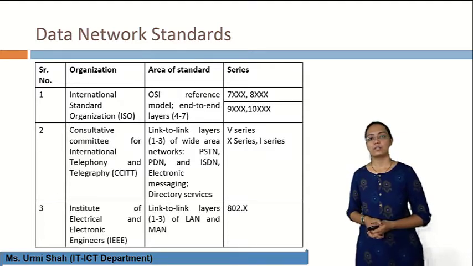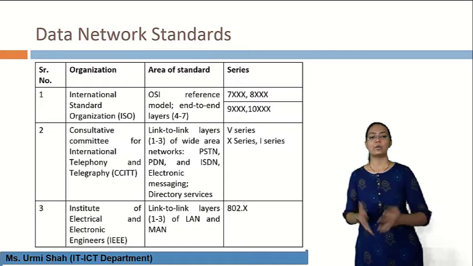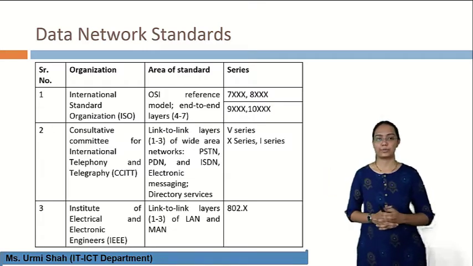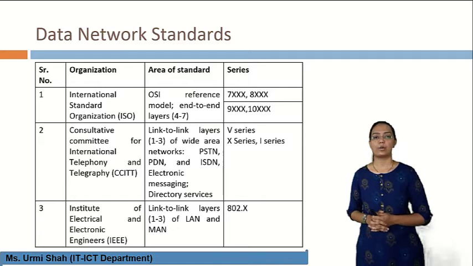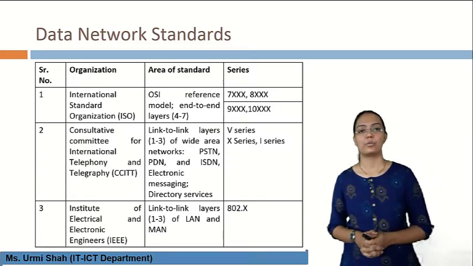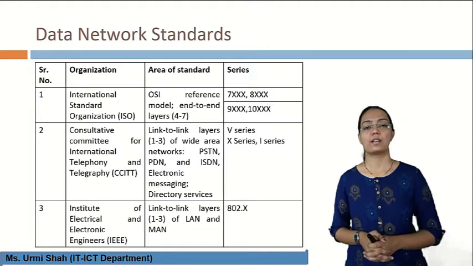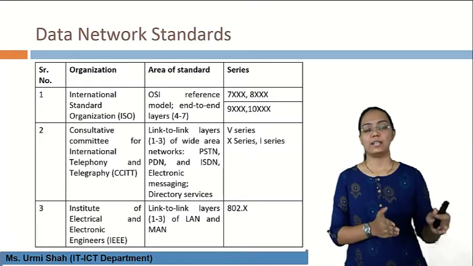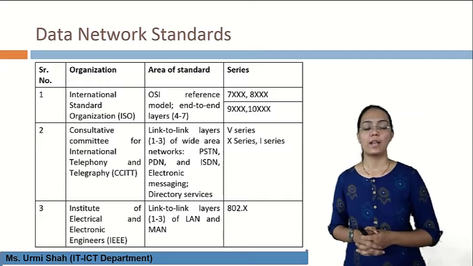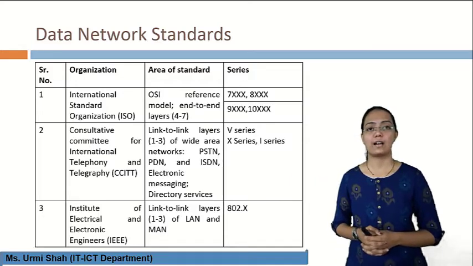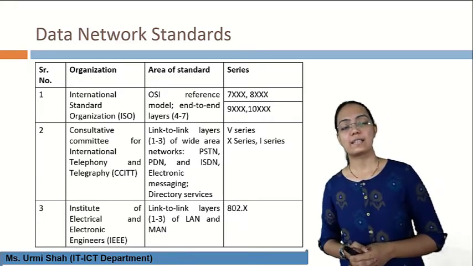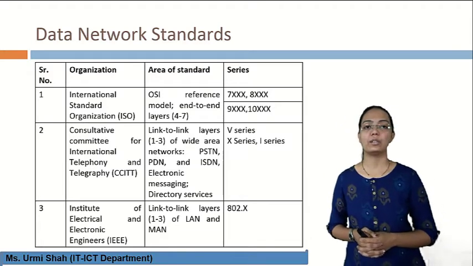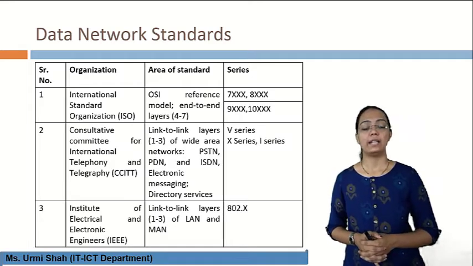Further, the data network standards are listed over here for various organizations, having their various models and standards and series numbers also. The first organization in this category is the International Standard Organization, that is ISO. The area of standard for ISO is the OSI reference model, end-to-end layers, that is layer number 4 to layer number 7. Here the data network standards start from the series of 7XXX or 8XXX or 9XXX or 10XXX. Instead of X, there will be a series number for a specific data network.